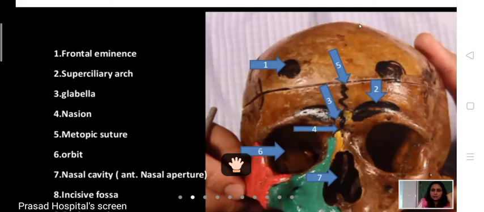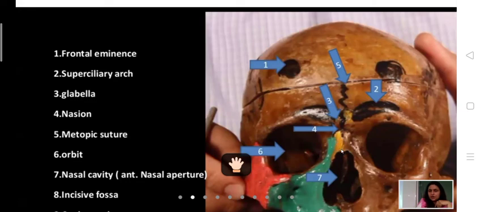Now the features present in this frontal region. First, the meeting point of the internasal suture and the frontonasal suture is called the nasion. The inferior point of the internasal suture is called rhinion.